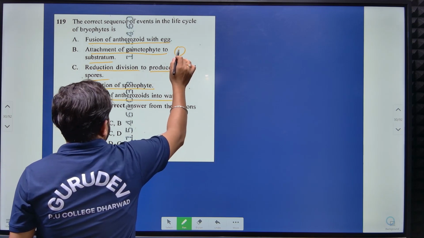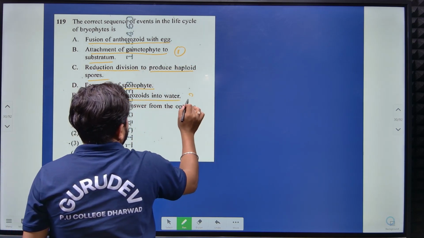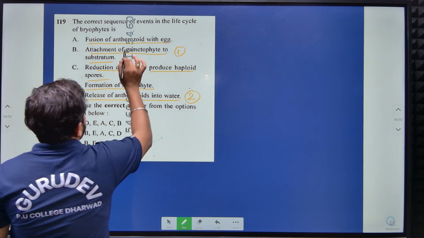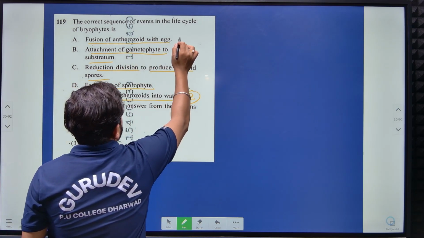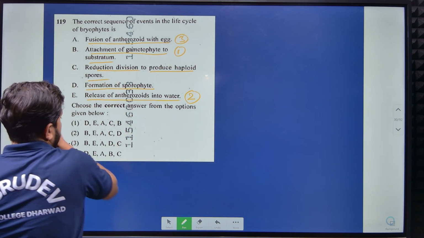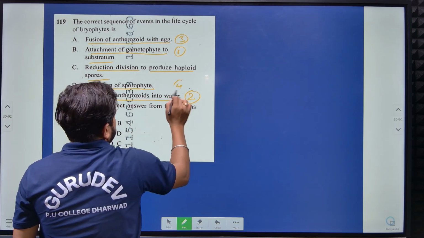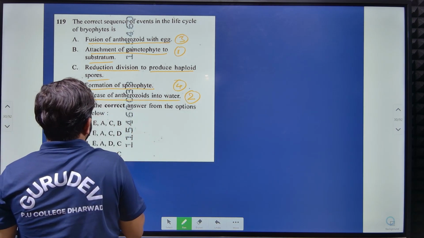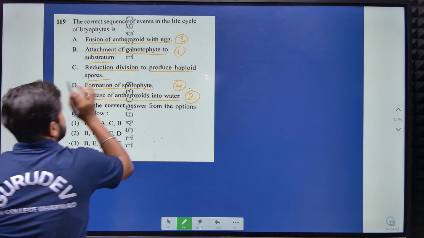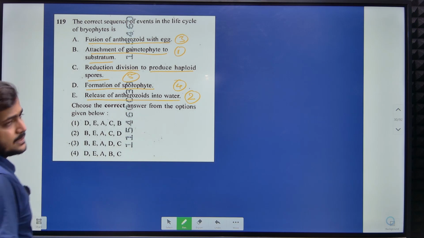Then second, I am seeing the release of antherozoids into the water, right? That is the second one. Then the fusion of antherozoids with the egg, that is the third one, right? Then the fourth one is formation of sporophyte, and the fifth one is reduction division to produce haploid spores. So this is the correct sequence.